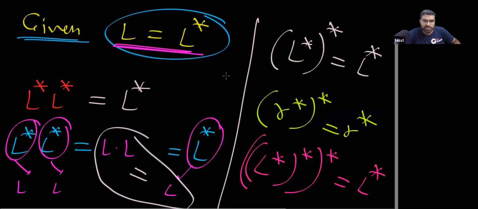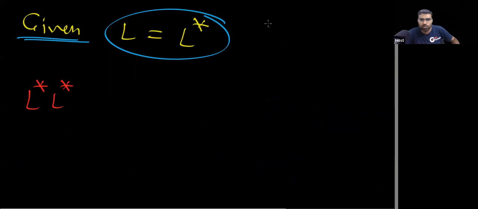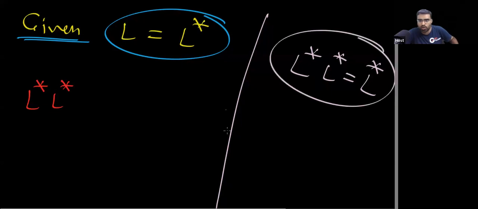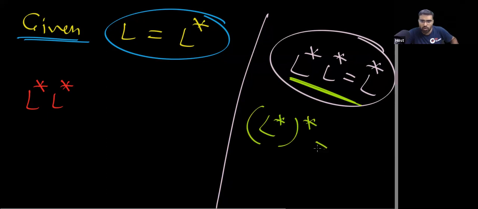Did you understand this? Please tell me. This was not complicated. This was quite easy. You can prove it like this. So very simple. We already know L star star is equal to L star. This we have seen in our lecture and in our homework. Also, we have seen L star whole star is the same as L star.